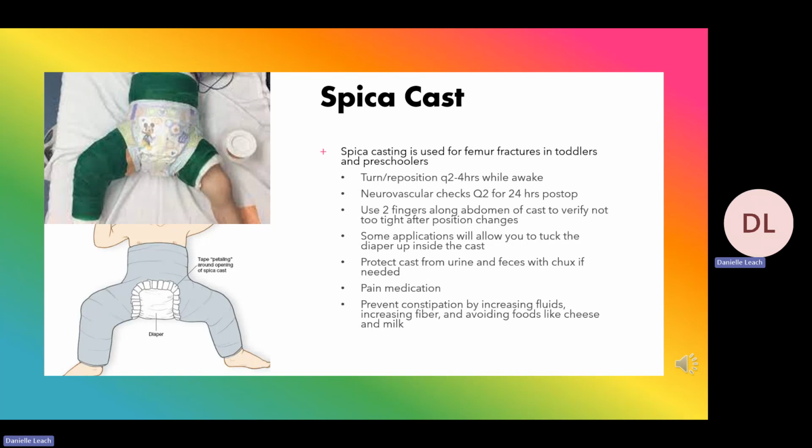And also we need to prevent constipation. With this one, especially if it's a toddler or a preschooler who is walking well and running around, now they obviously can't, so they're going to be immobile. They're also going to be on pain medications, which could cause constipation. So we want to make sure that we're increasing fluids, increasing fiber, and avoiding types of foods that usually constipate people, things like cheese and milk.